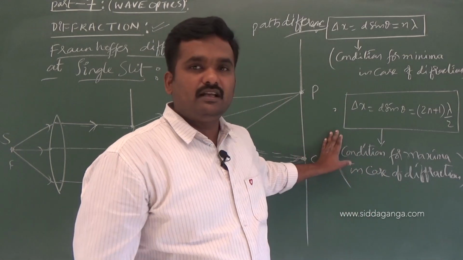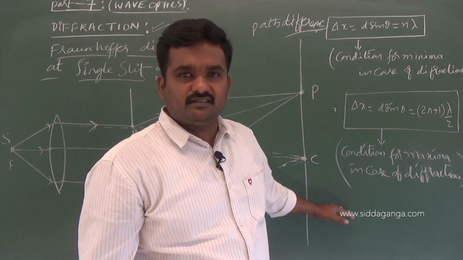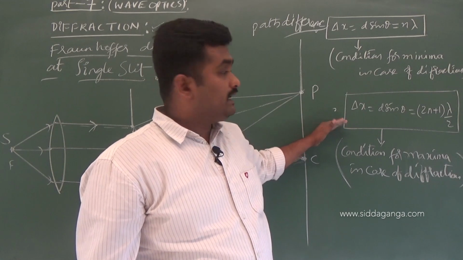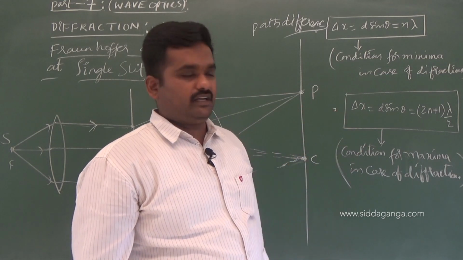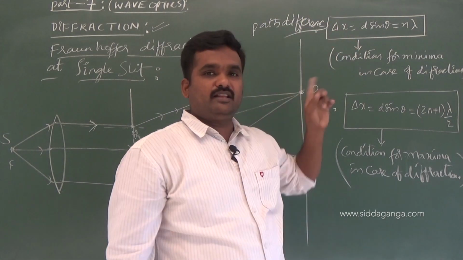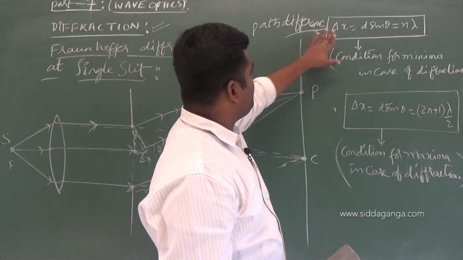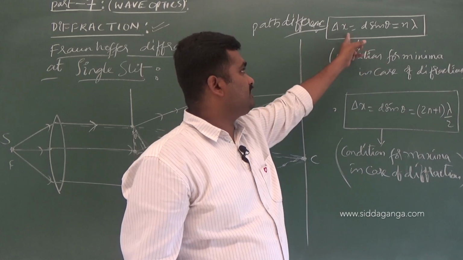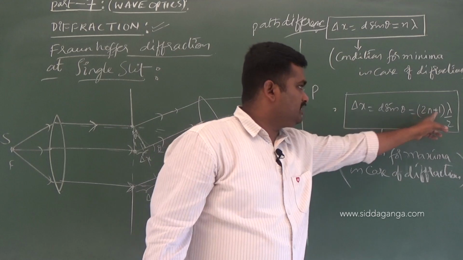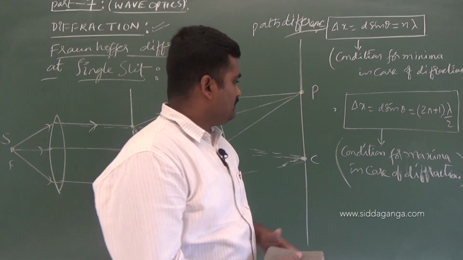But in the case of diffraction, all maximas will not have the same intensity, and all minimas also will not have the same intensity. This is one small observation you need to have. So in terms of path difference, the condition for minima is delta x equals d sin theta equals n lambda, and 2n plus 1 into lambda by 2 is for maxima. Make a note of those two observations.